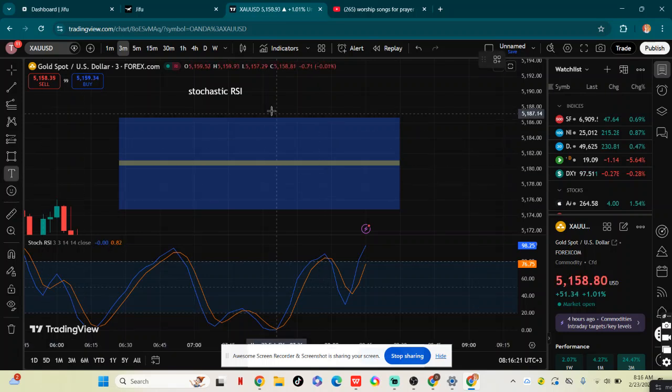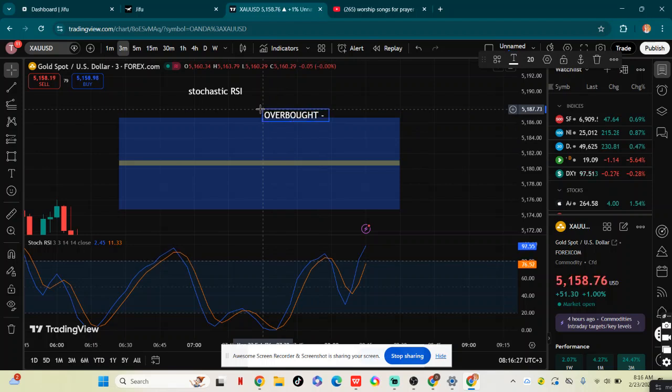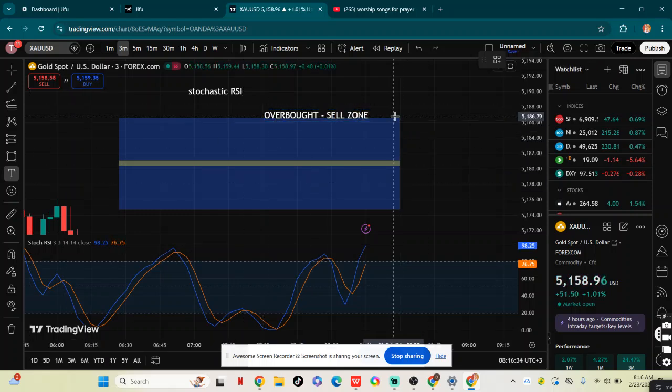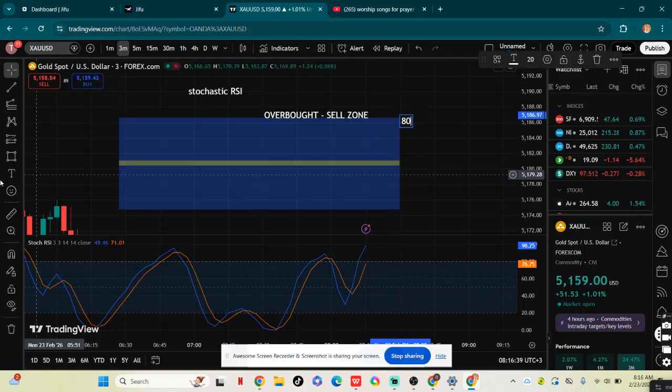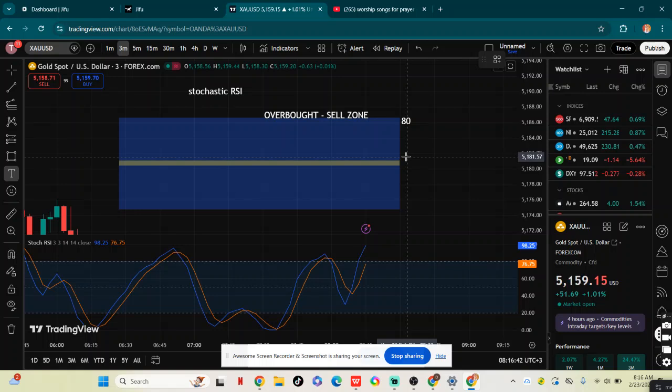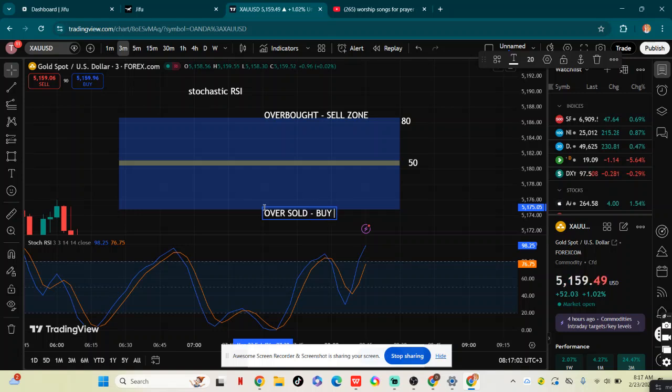The first session here is the overbought region, and this is like our resistance. We call this the sell zone, and the RSI is usually set at 80. Then we have the equilibrium at this level in between, and some people set it at 50 or 40. And we have the other region, which is the oversold region, and this will be our buy zone. The RSI at this stage is usually at 20.